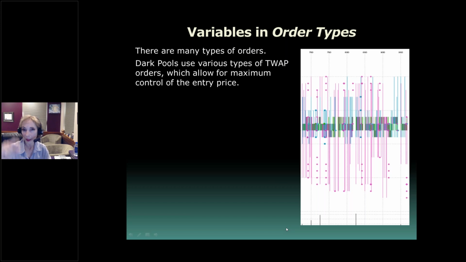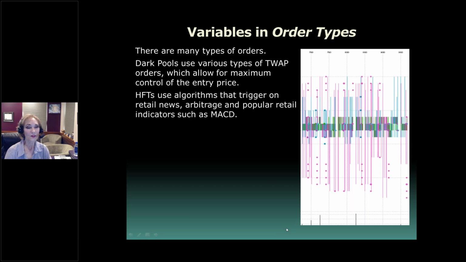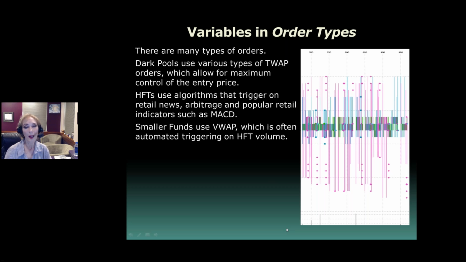So when you see very controlled, very tight price action on your chart, that is dark pool activity. HFTs use algorithms that trigger on retail news, arbitrage, and popular retail indicators such as MACD, and anytime they see cluster orders from the retail brokers. Smaller funds use VWAPs, which is often automated, triggering on HFT volume. So smaller funds chase the HFTs and lose money.